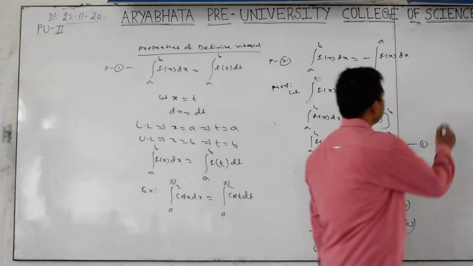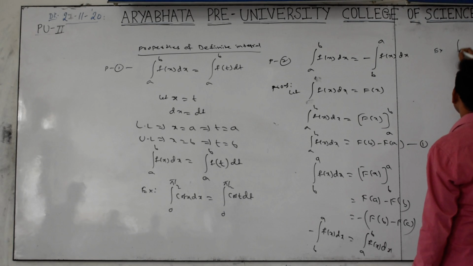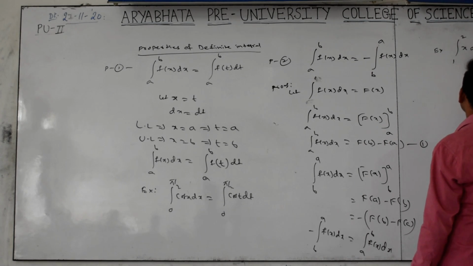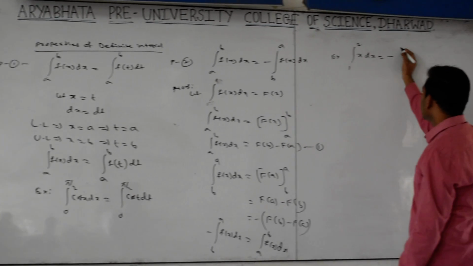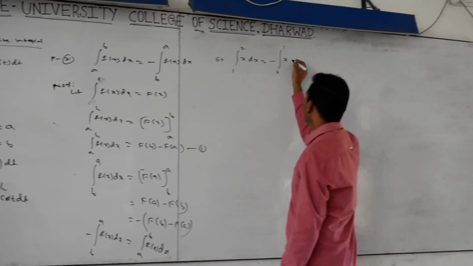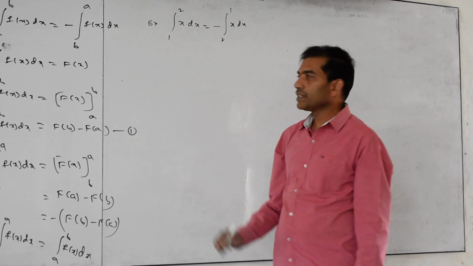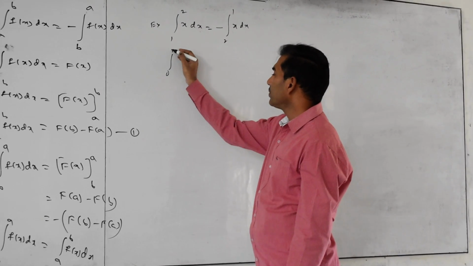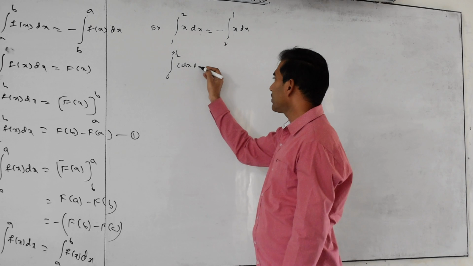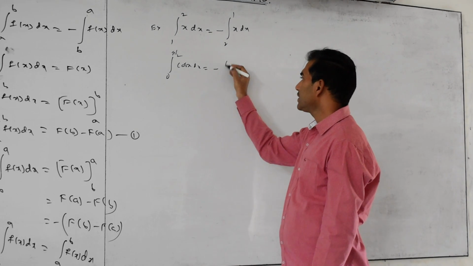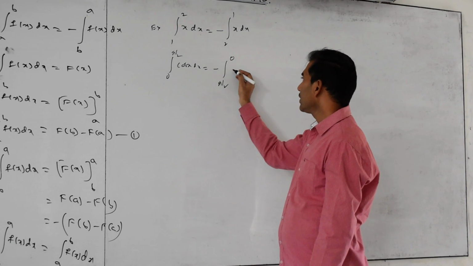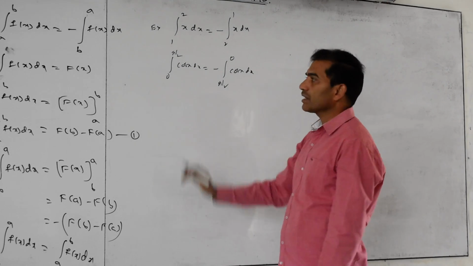Understood? Example. Integration of 1 to 2 x dx equals minus integration of 2 to 1 x dx. Integration of 0 to pi by 2 cos x dx equals, tell me, minus integration of pi by 2 to 0 cos x dx. This is the second property.